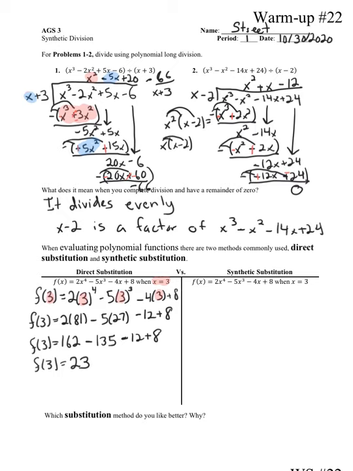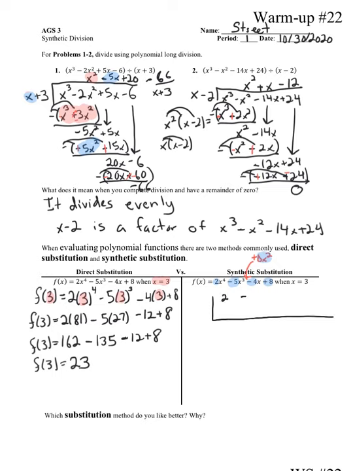But what I want to talk about is this other thing called synthetic substitution. And the way synthetic substitution works is you're going to take all of the coefficients from in front of the numbers, and you're going to take one as well. There's a 0x squared, so we're going to add that in as well because there's no value there, so 0. We're going to rewrite it a little differently. We're going to draw kind of an upside down division bar.